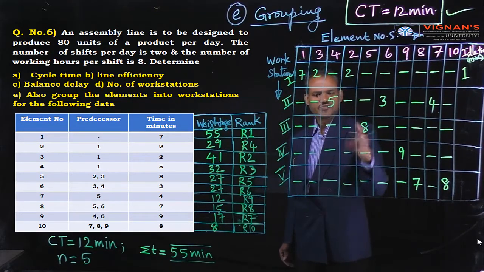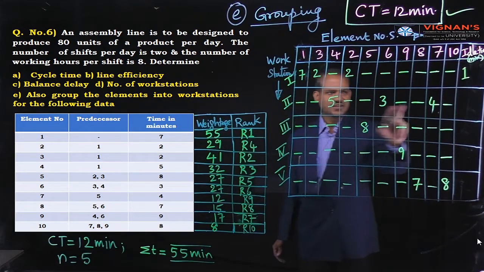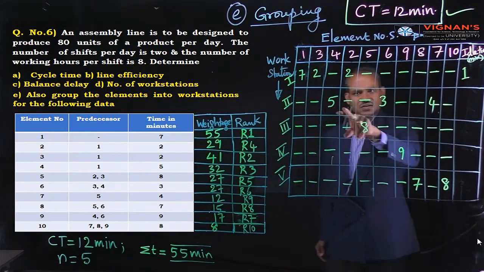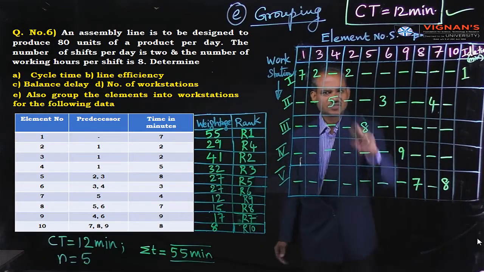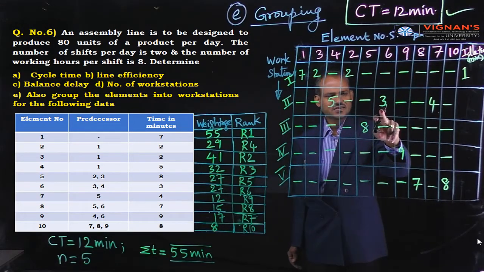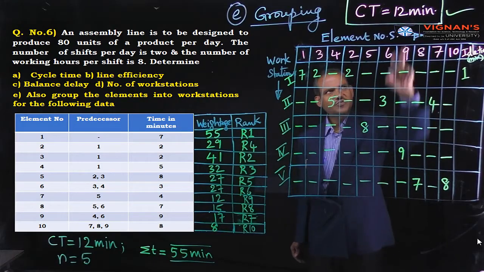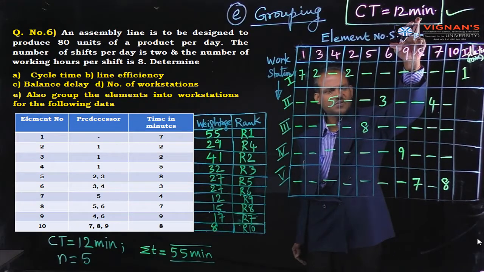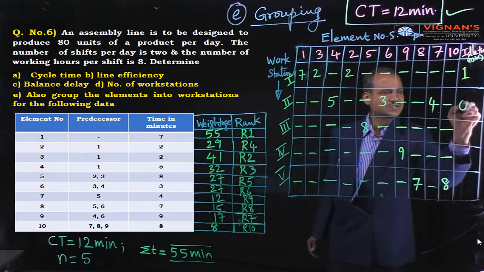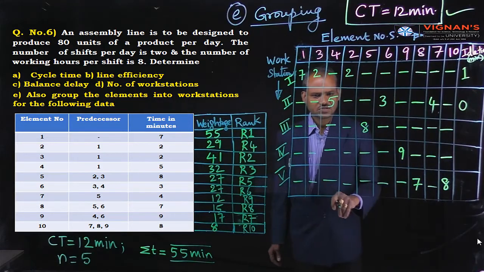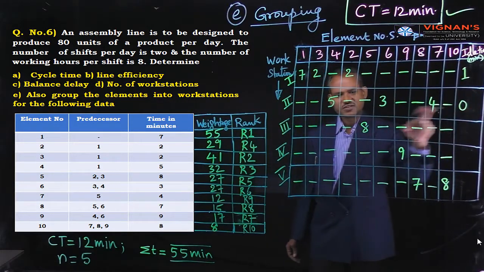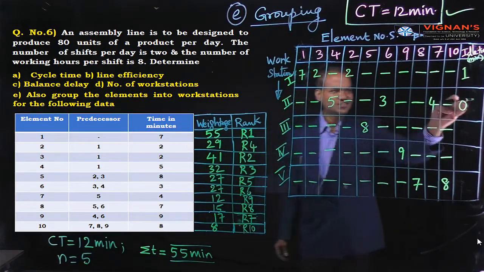In a similar way, consider workstation number 2. What is the sum of these timings? 5 plus 3, 8. 8 plus 4, 12. Subtract this value from CT, that means 12. 12 minus 12, 0. Idle time is 0 at workstation 2. That means utilization is 100% here.